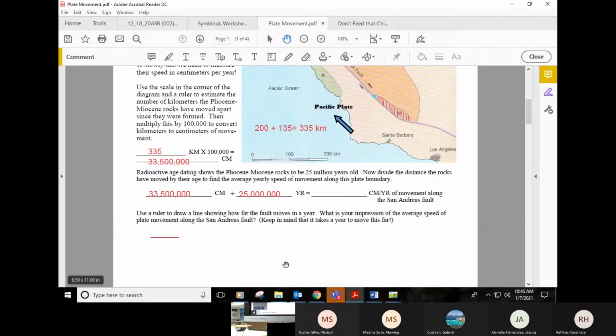So my question for you now that I want you to write about here is, what is your impression of the average speed of plate movement along the fault? What does that make you think of?